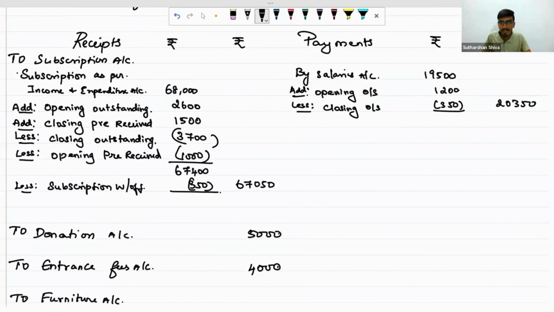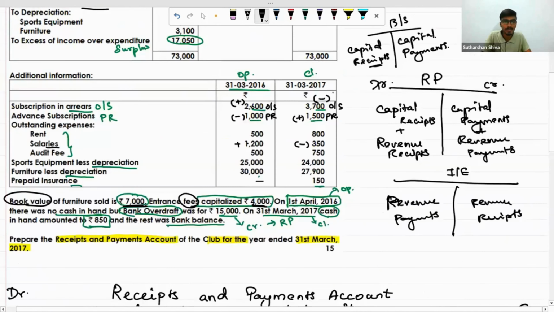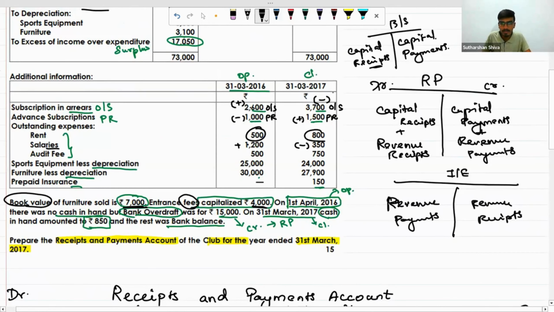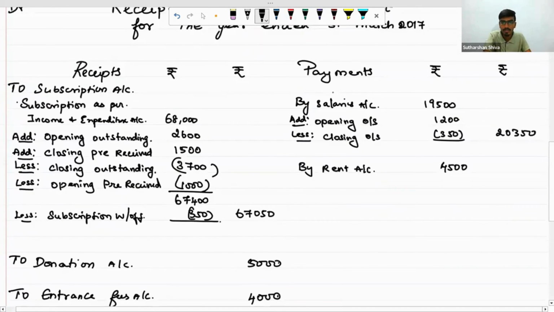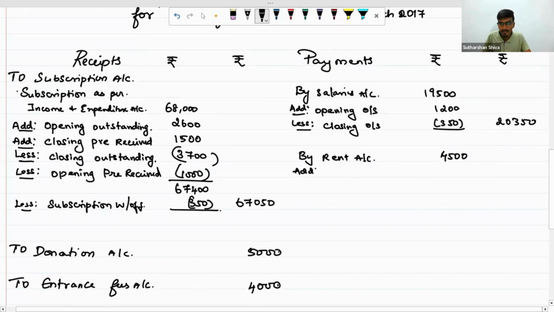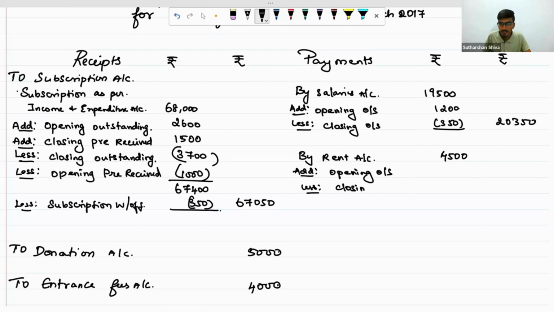Okay. Next, we have rent. I will write down by rent. What is the value they have given? 4,500. Okay. From 4,500, we have given rent. This is the opening value. This is the closing value. So closing we will subtract, opening we will add. So add opening outstanding, less closing outstanding. What is the opening outstanding value? Opening outstanding is 500. Closing is 800.